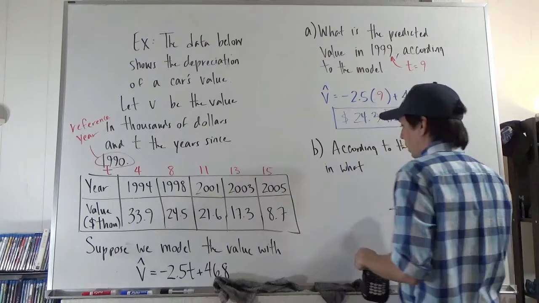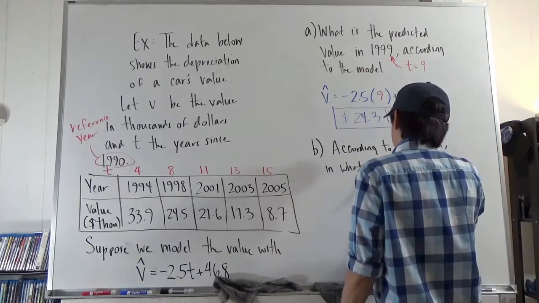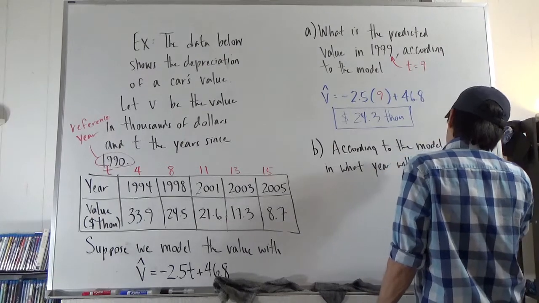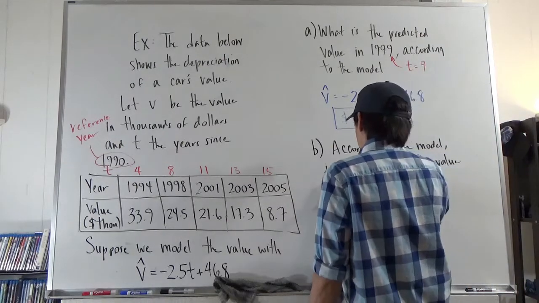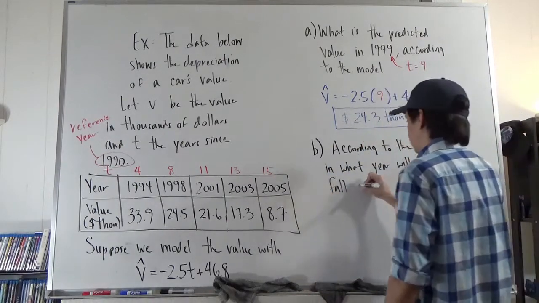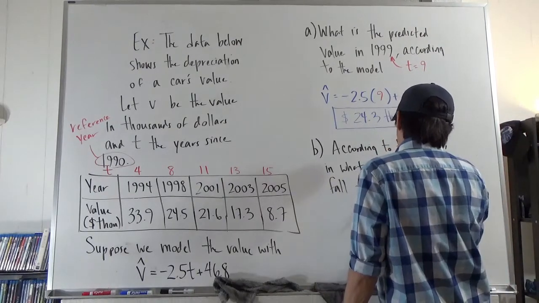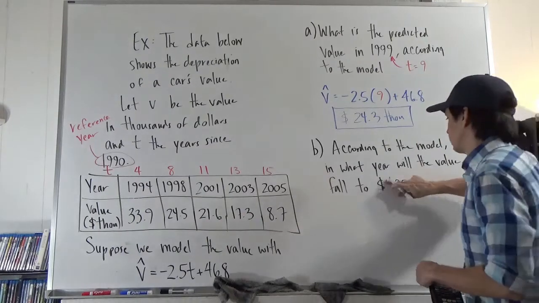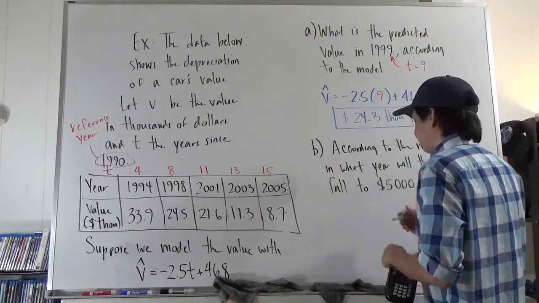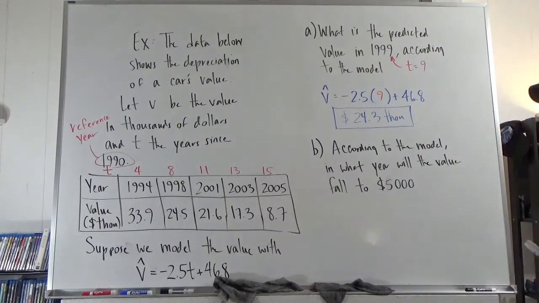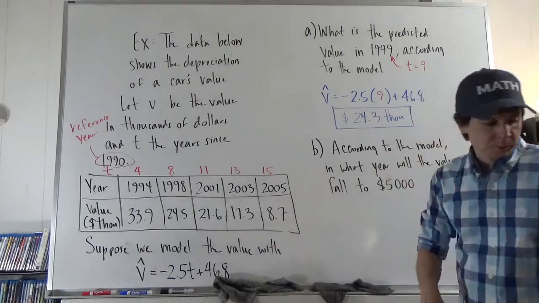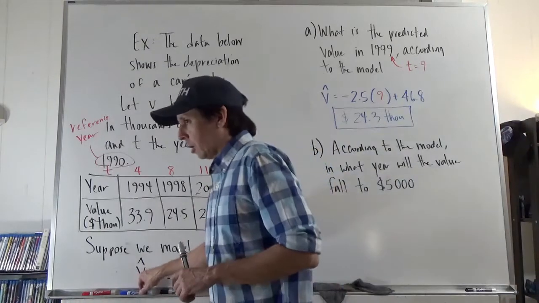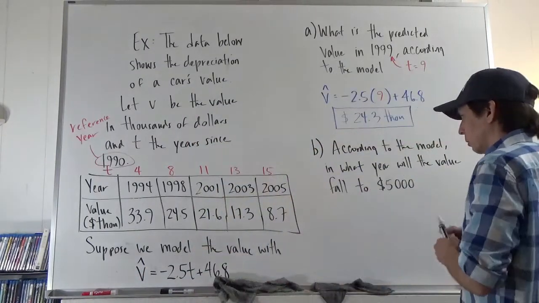B, according to the model, in what year will the value fall to $5,000? Yeah, $5,000. Again, we're using the model. It's according to the model. Again, we have to be conscious about how we're plugging in the value or the year.